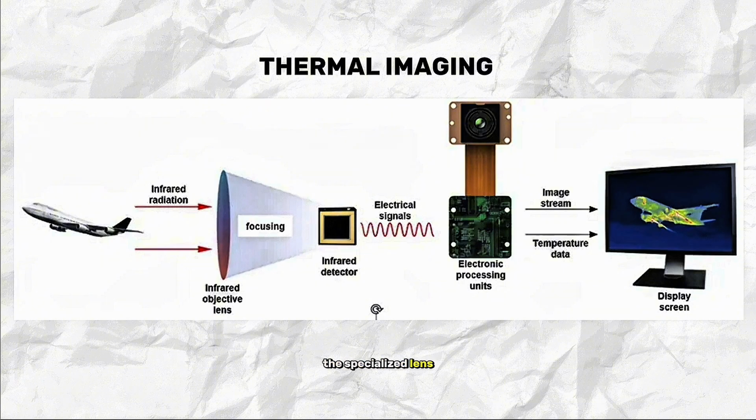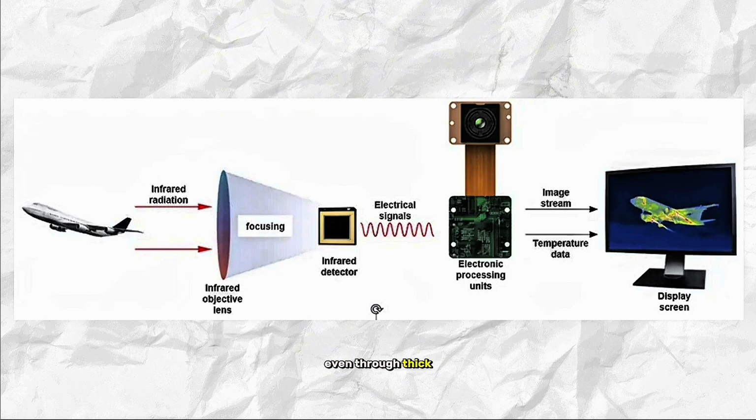The specialized lens of the device, typically made of germanium because standard glass blocks infrared light, focuses this radiation onto an array of detectors. This system constructs a digital temperature map called a thermograph. This allows operators to easily detect warm bodies, vehicles, or structures even through thick fog, smoke, or total camouflage.